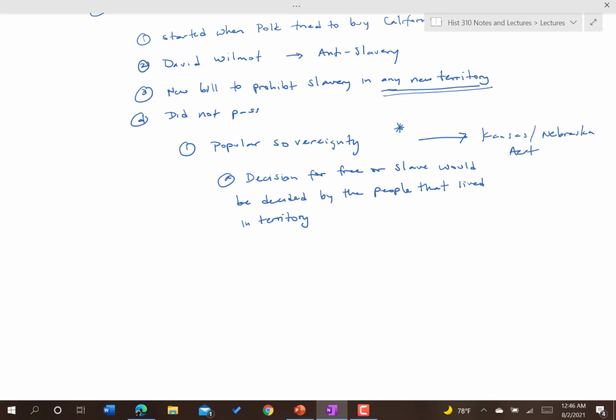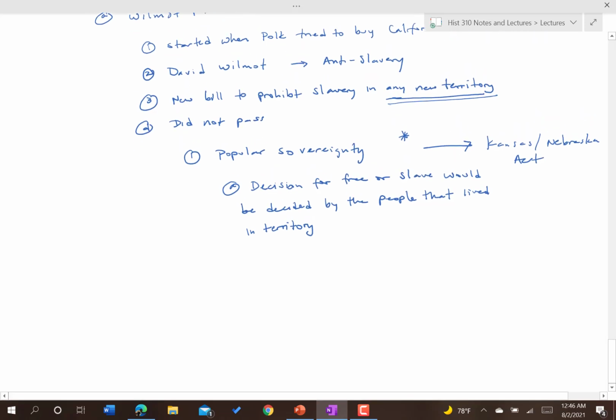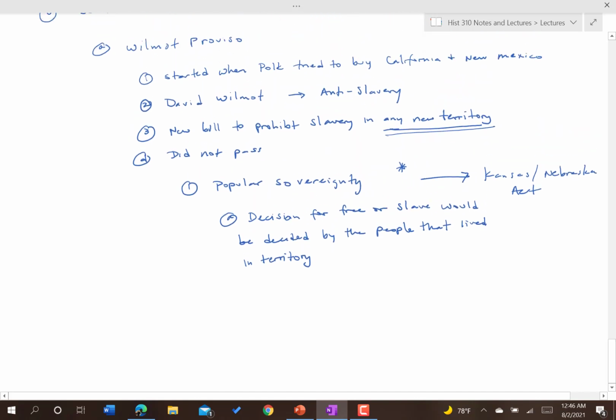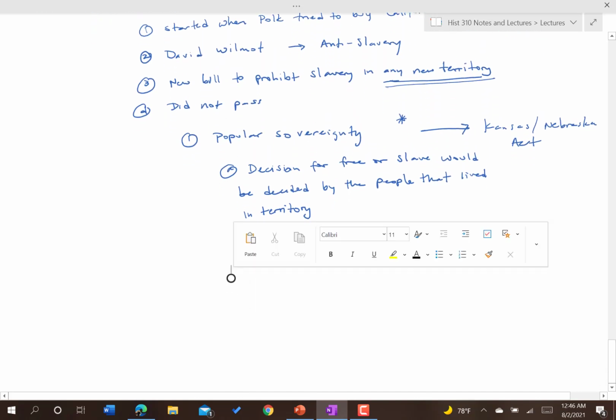And then that usually determined how the state came in, whether it was free or slave. So by the time you get to statehood, it's already usually a free or slave state. And so the territories is where these decisions are being made that end up creating that. So this didn't end anything.